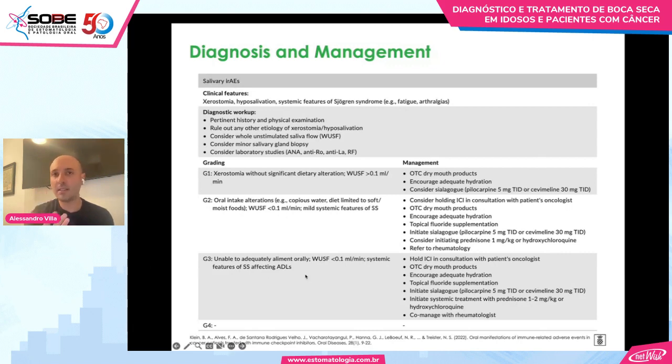Patients that cannot eat because of the dryness, that have really severe hyposalivation, in these cases, it's always important to discuss the patient with the treating oncologist. Some of these patients may require discontinuation of the immune checkpoint inhibitor. And because these patients have dry mouth, all of them should be prescribed prescription fluoridated toothpaste and instructed to maintain good oral hygiene because they are at a higher risk of developing dental caries.